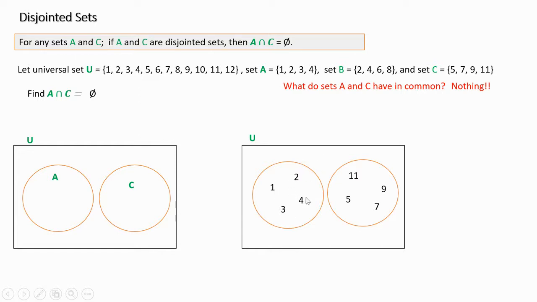So we have 1, 2, 3, 4, 5. What's missing? 6, right? So 6 is on the outside. We got 7. What's missing? The 8 on the outside. We got 9. 10 is missing, so we put it on the outside. 11, and 12 is on the outside. That's how you express a Venn diagram with the given information.